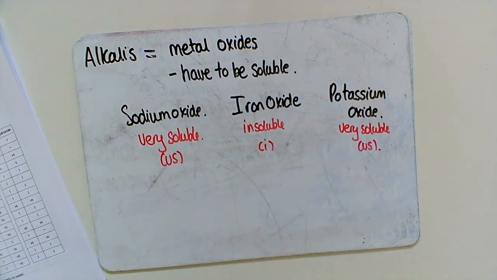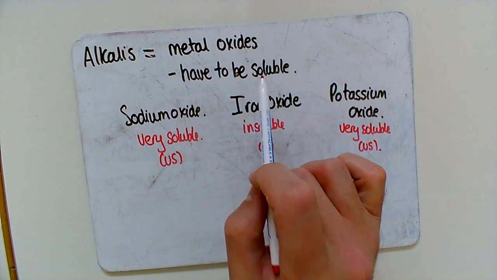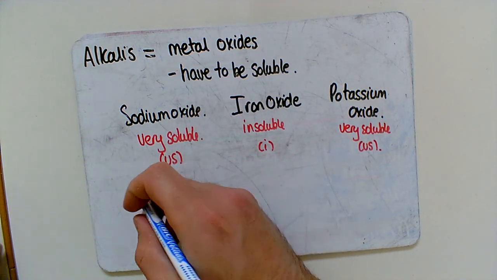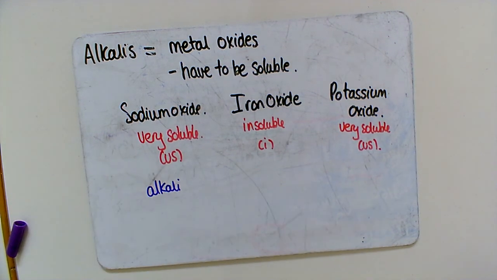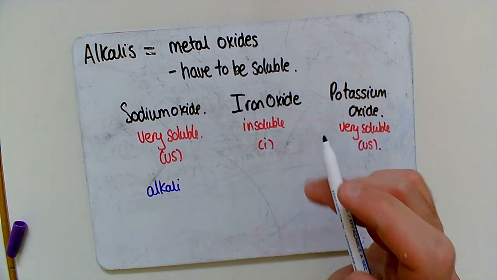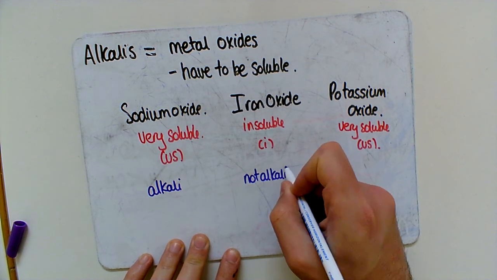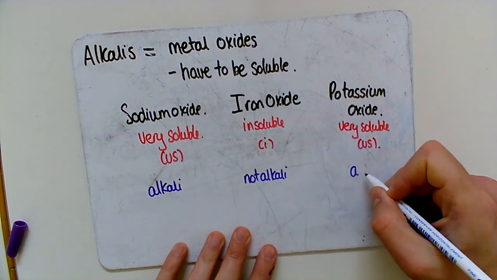So now we look back at our rule. Metal oxides that are soluble are alkalis. So now we're going to be able to say, is this an alkali or not? So sodium oxide is very soluble, which means it is an alkali. Iron oxide is insoluble, so it's not alkali. And potassium oxide is very soluble, so that is alkali.